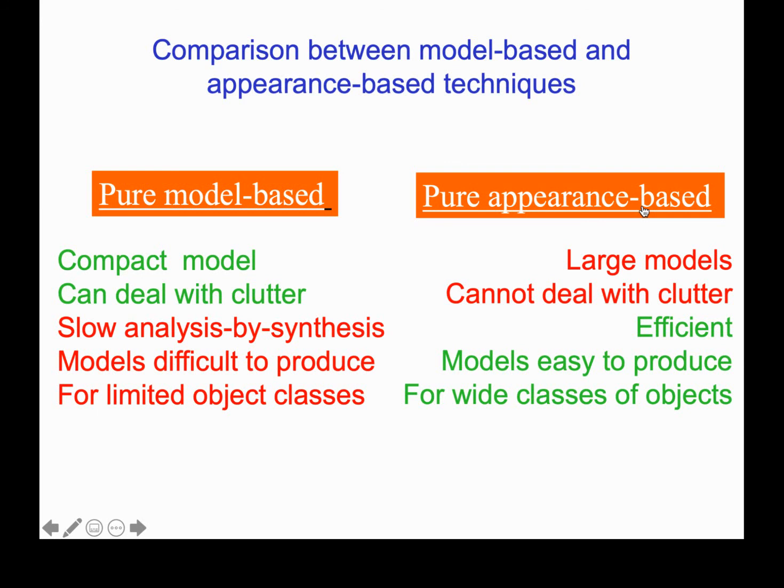The issue is the models actually could be large, especially when I talk about variations in viewpoints and illumination. On the other hand, it's not very easy to deal with clutter because the PCA components or the templates actually need to see the entire image. So if they're cluttered, that means the components will change dramatically and the matching step might not work.